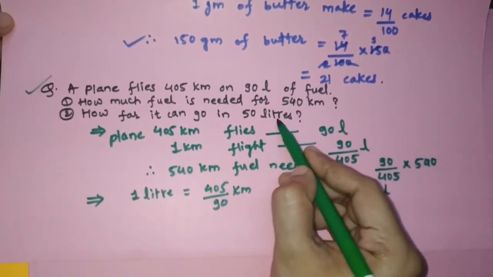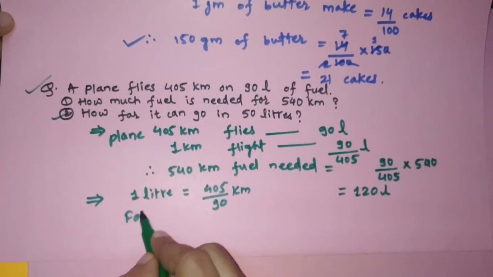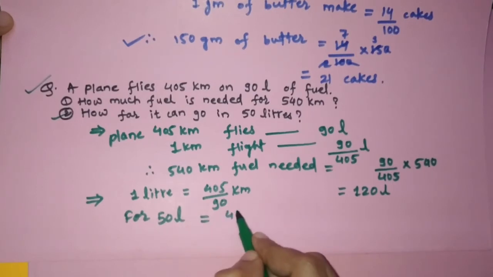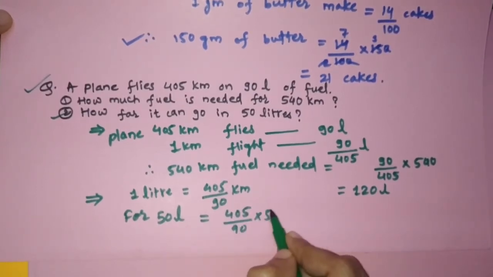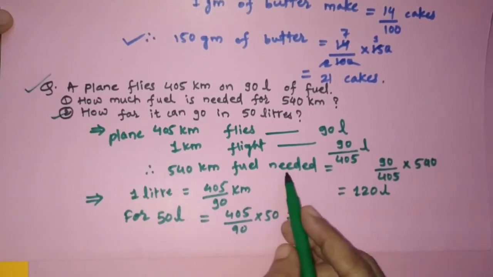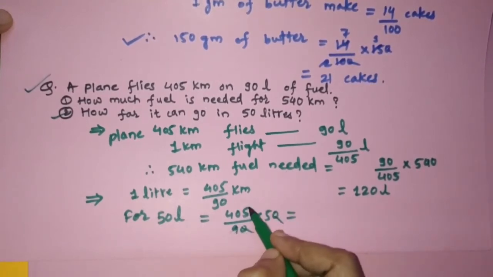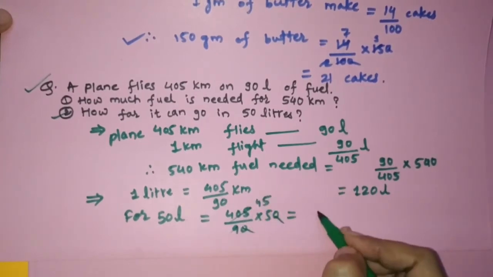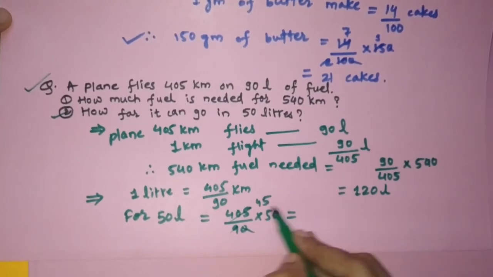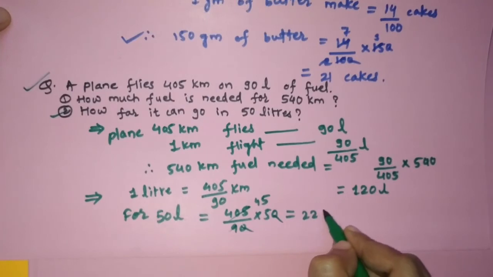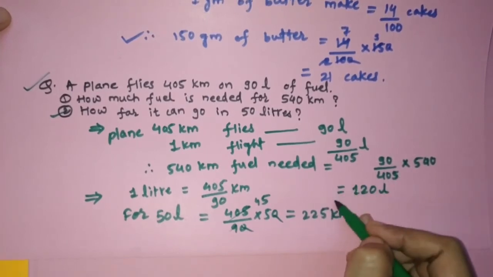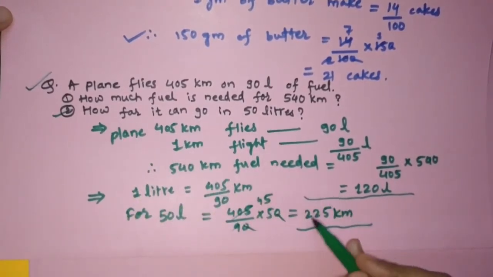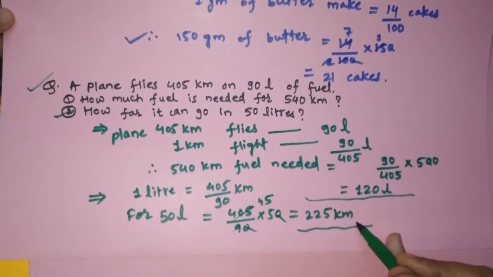Now we need to find out for 50 liters. So for 50 liters we can simply multiply this unitary quantity with 50 liters: 405 divided by 90 into 50. So friends, after cutting this all, you'll get 45. Now just 45 5s you need to do, that is you will get 225 kilometer. So in 50 liters it can go 225 kilometer distance.